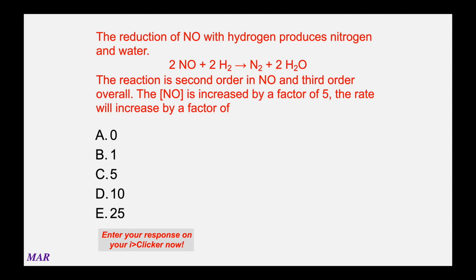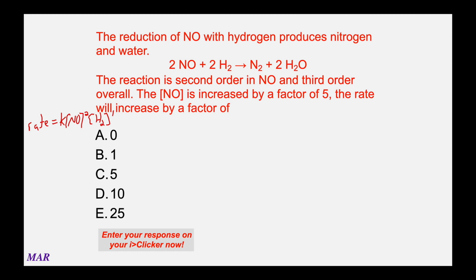I'm going to assume that you've tried the problem and you want to talk about the answer, so let's do it. As a quick review from last time, if you have a second order reaction, that means your rate law is going to be rate equals k times NO squared, because NO is second order. And then like we saw in the last problem, if it's third order overall, that means that H2 is a first order reactant. So 2 plus 1 is 3.